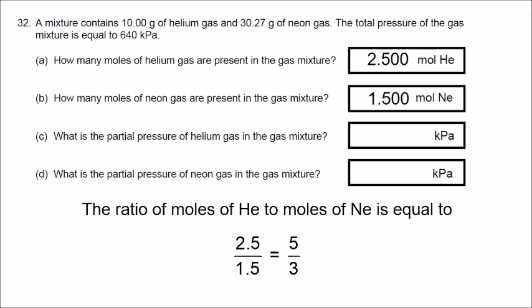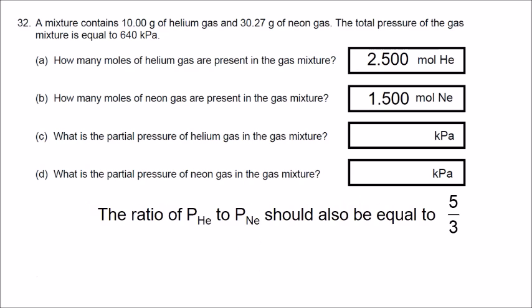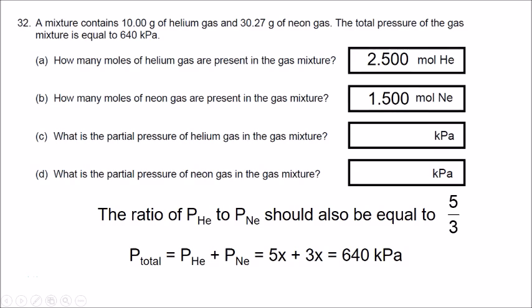If the ratio of moles is 5 to 3, so helium to neon, then the ratio of the pressure of helium to neon should also be in a 5 to 3 ratio. That means that if 5x is the pressure of the helium, then 3x is the pressure of the neon. And if we add 5x plus 3x, we get 8x equals 640 kilopascals. 640 divided by 8 is 80. So if 5x is the pressure of the helium, then 5 times 80 is 400 kilopascals. And if 3x is the pressure of the neon, 3 times 80 is 240 kilopascals.